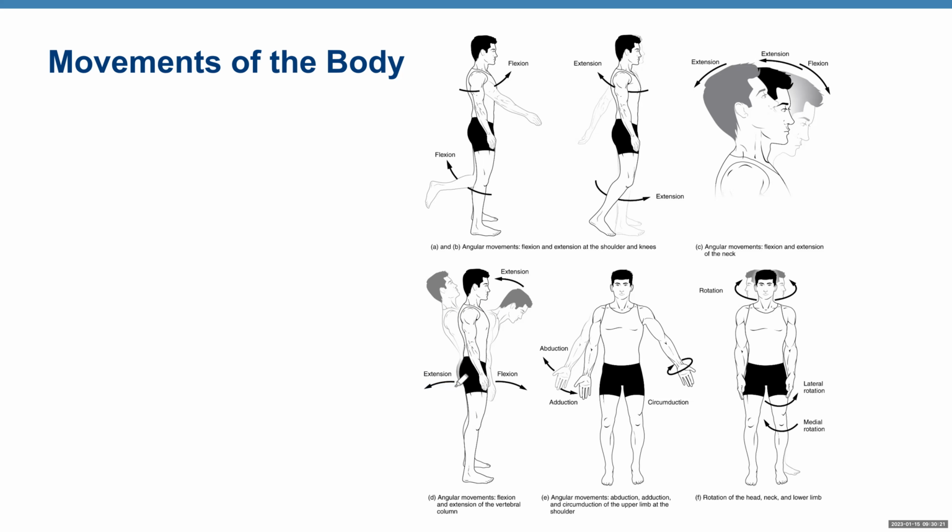Now abduction and adduction, and this is shown on the shoulder joint. Abduction, when you take your arm away from the midline of your body. Abduction, if you heard about a child being abducted, that means it was taken away. So you take it away from the midline, abduction. You bring it towards the midline, adduction. Now, if you combine flexion, extension, adduction, and abduction, that movement is circumduction.